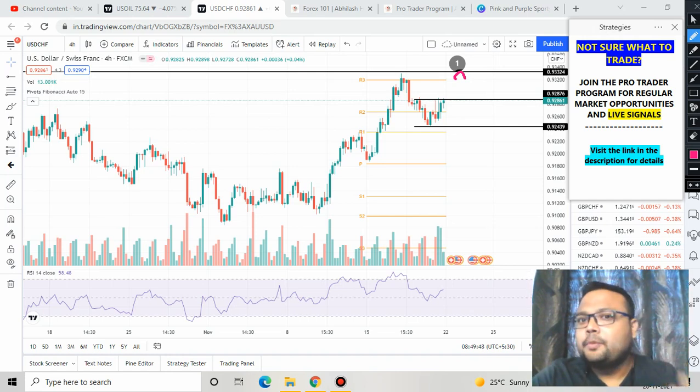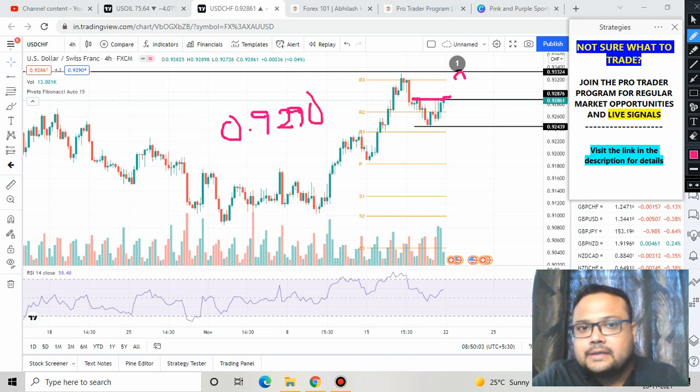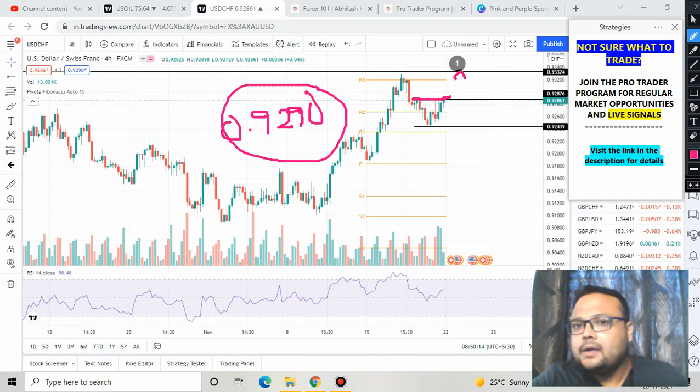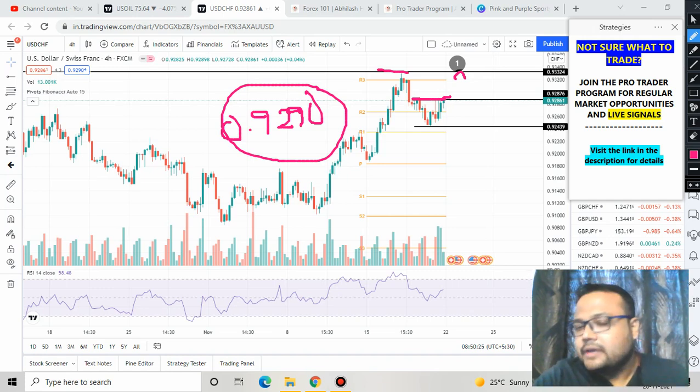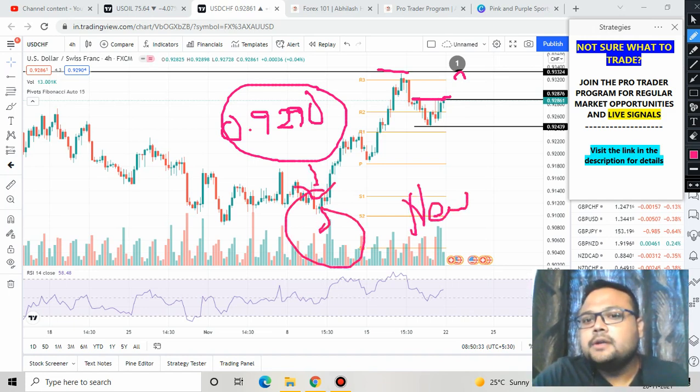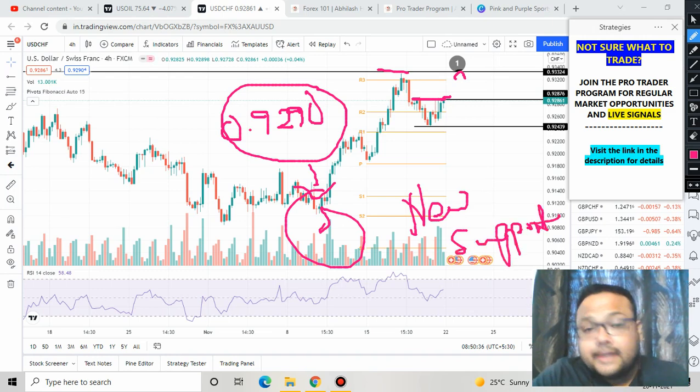But if you are looking for a faster trading opportunity, then if the market goes up on Monday after the market opening and crosses the level of 0.9290, then you can also take a buy position. Why? Because this level has been acting as a temporary resistance for the market. Yes, not a very strong one like this level at the top. So if the market crosses this temporary resistance, then this will be the new support for the market, and you can take a buy position here as well if the market goes up on Monday.